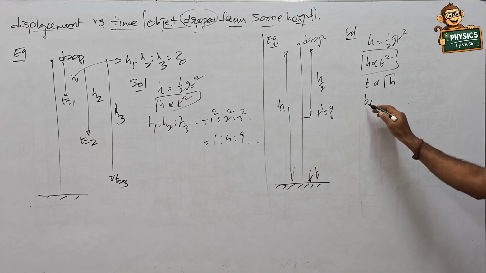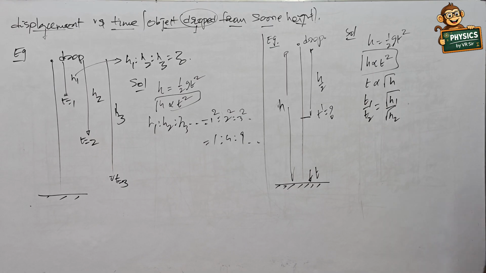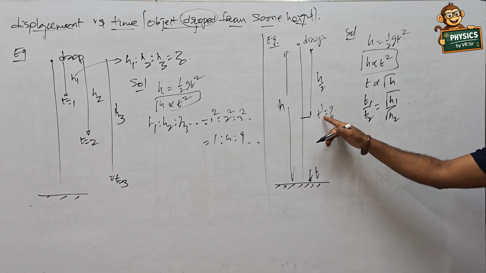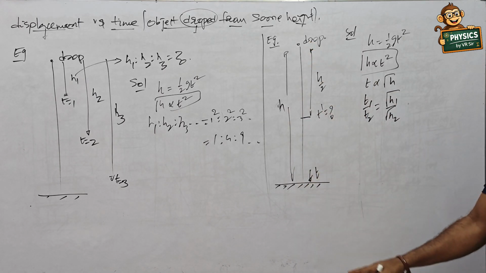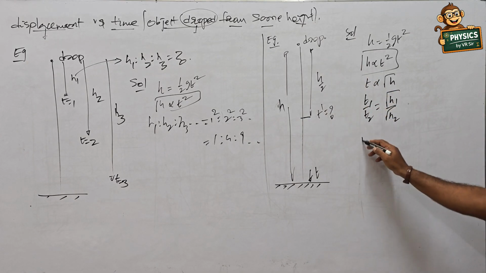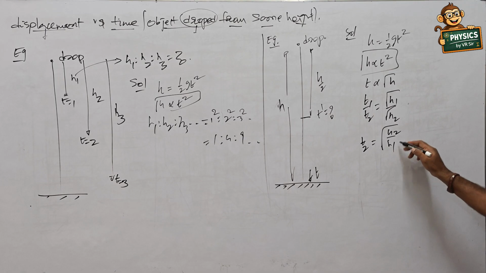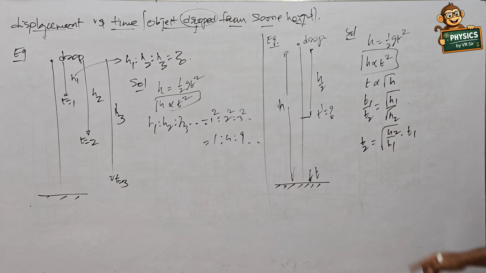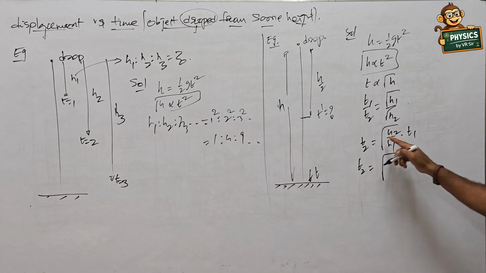Then how do you write this? t1 by t2 is equal to root h1 by root h2. Let me take the total time as t1 and the total depth as h, then this time is t2 and this depth is h by 2. Then what is t2? Cross multiplying, t2 is equal to root over h2 by h1 into t1.